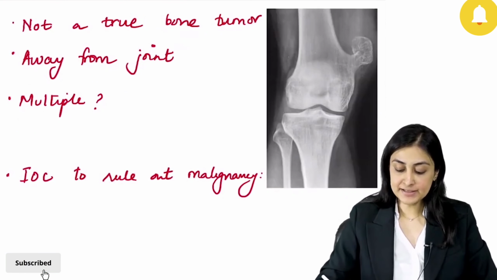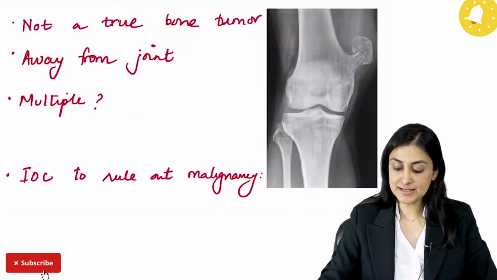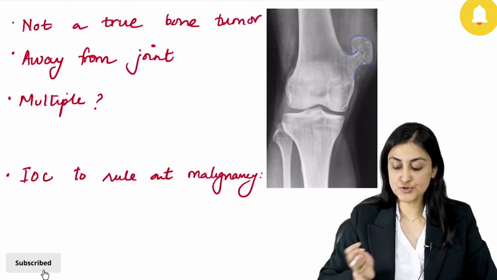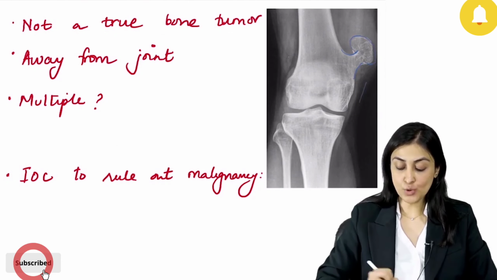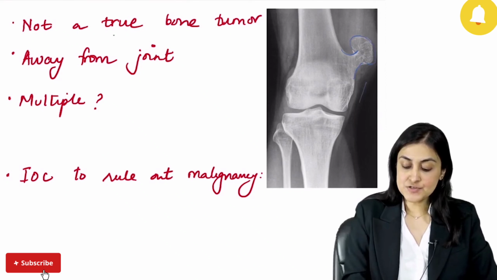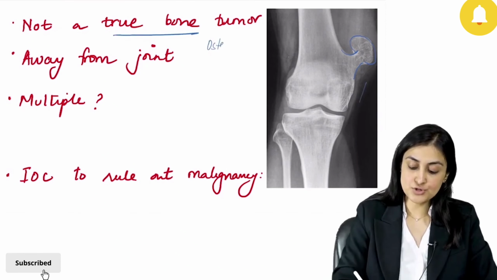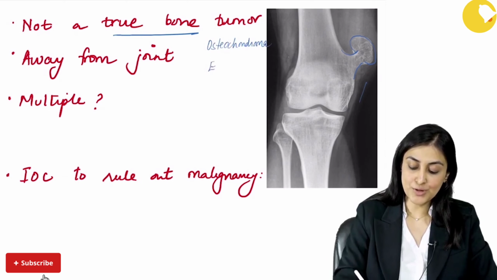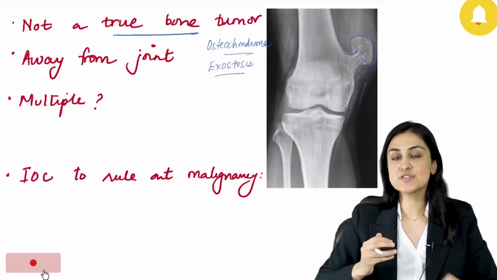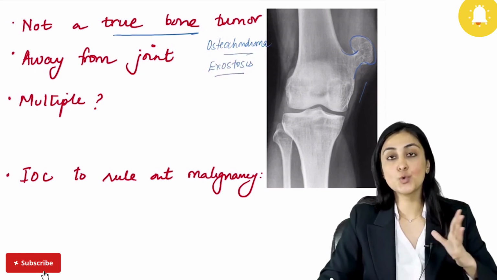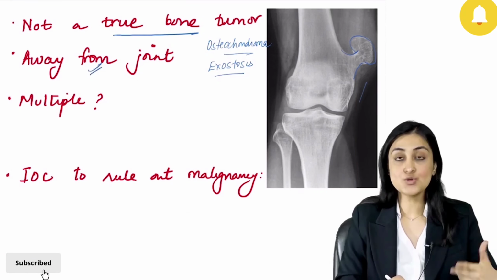Looking at the next entity here, what do we see? We see that there is this bony outgrowth, right? You see that there is this bony outgrowth which is growing away from the joint. So this entity is not a true bony tumor. What is this? This is actually an osteochondroma, also referred to as exostosis, right? So this is osteochondroma or exostosis, wherein we see this lesion which is growing away from the joint outside the bone.